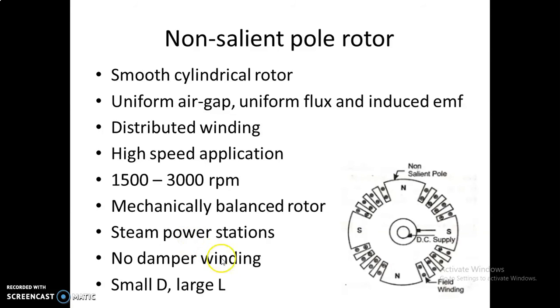No damper winding is required here. The rotor is made up of steel. Steel itself acts as a damper. The diameter of the rotor is small and the axial length is large in the case of the non-salient pole rotor.